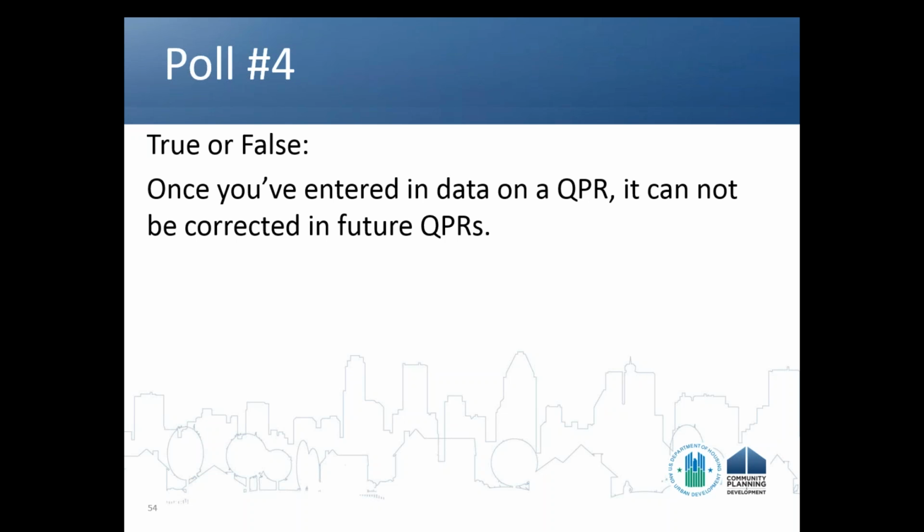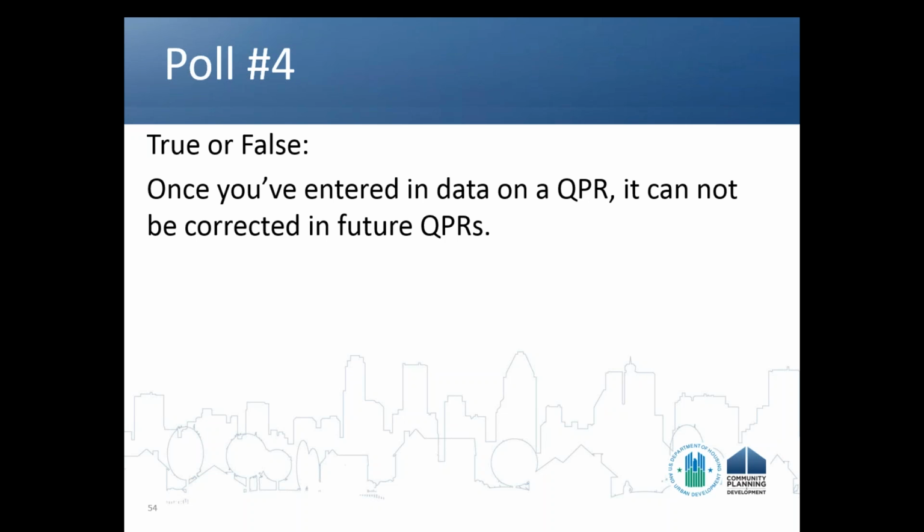And the reason I put this as a poll is that I wanted people to walk away knowing I can do this. I might not know how. I've got to go to the user manual. I might need to ask for support and help via the HUD Exchange. But if you made an error in the past that you're realizing today, maybe 2 quarters ago, you can correct it on today's QPR. And that's by doing a prior period correction.